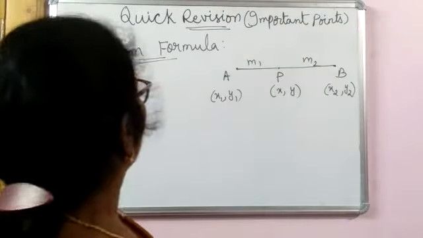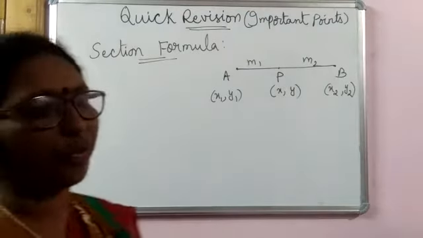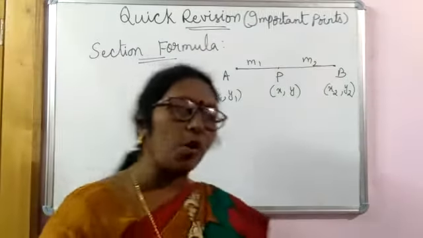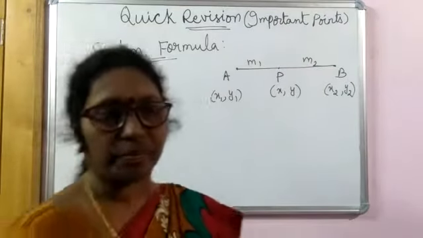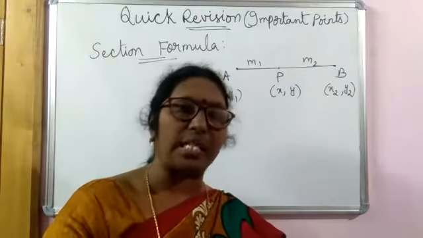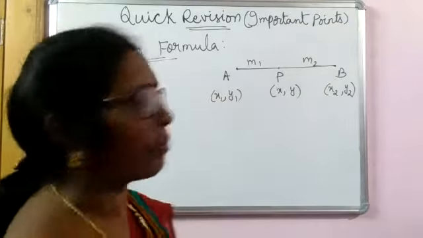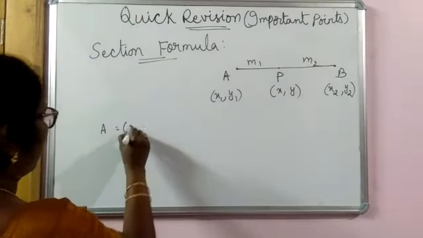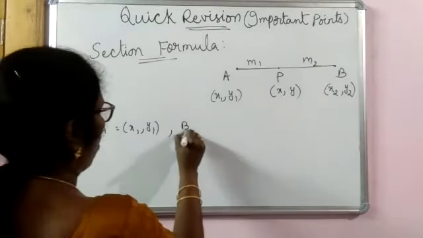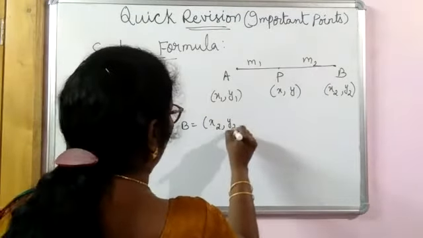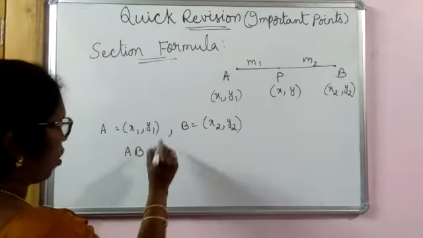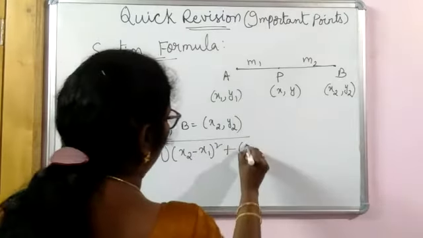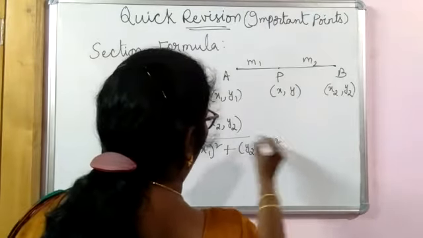Hi. Now let us have a discussion of section formula. What is section formula? Already you have learned about distance formula in your class 9. If you want to find the distance between 2 points A and B, and the coordinates of A are x1, y1, and the coordinates of B are x2, y2, the formula for the distance AB is the square root of (x2 minus x1) whole square plus (y2 minus y1) whole square.